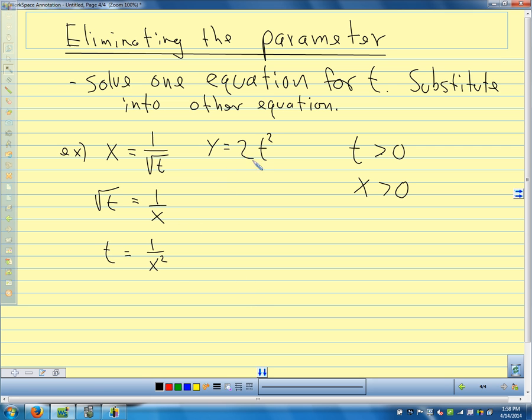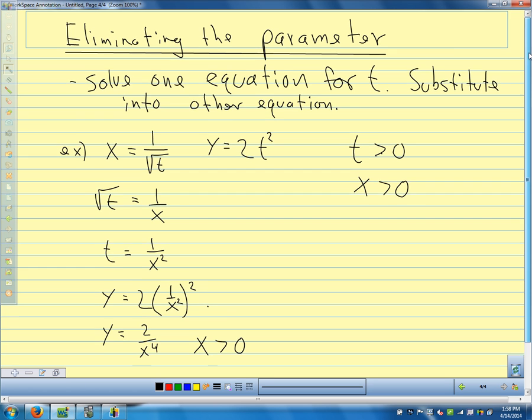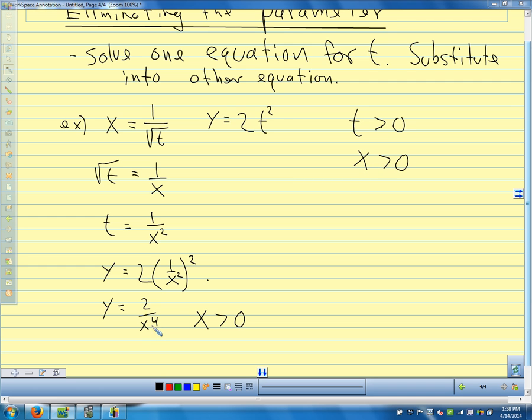Substitute that into this equation. So y equals 2 times 1 over x squared, squared. So y equals 2 over x to the 4th for x greater than 0. If we didn't restrict the domain, we would look at this and say the only domain restriction I have here is x can't be 0. I can plug in a negative value for x and this is just fine. But for my original set of equations, t can't be negative, so I never get a negative x.